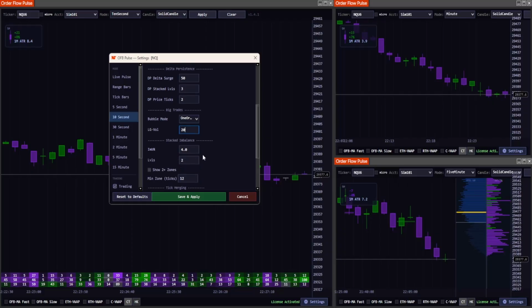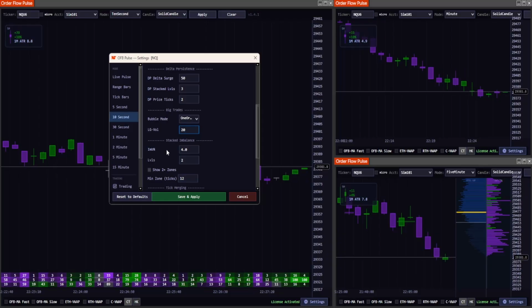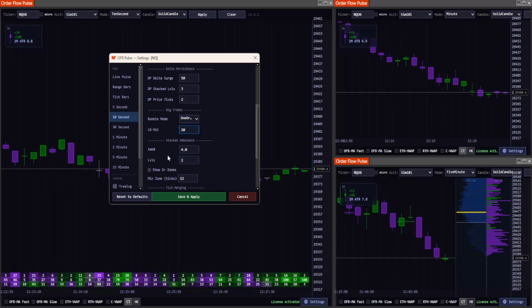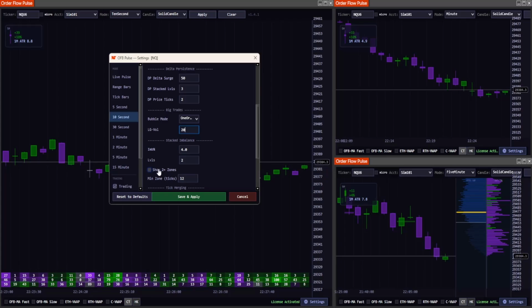Now, the stacked imbalance, the imbalance ratio is set to 4 and the levels is set to 2. The imbalance ratio of 4. So, in order to show a stacked imbalance area, it needs to be 4 times more buyers than sellers or sellers than buyers. Okay. And levels of 2. It at least has to have 2 levels. Now, show 2+ zones. That is if you're looking to only show 2+ zones and no single zones. The minimum zone ticks is set to 12. The reason I do that is because it has to have 3 points of stacked imbalanced levels.